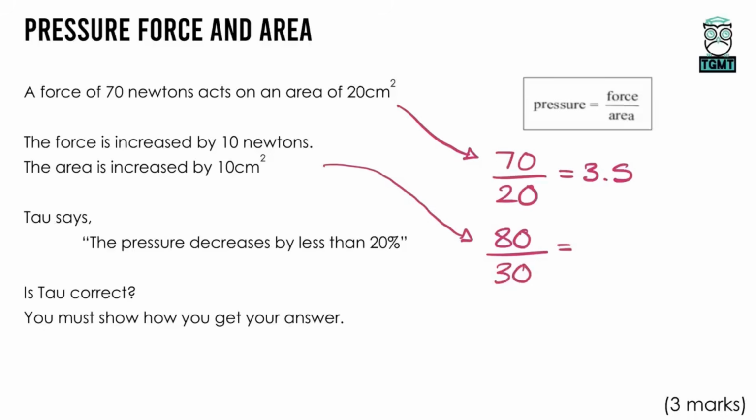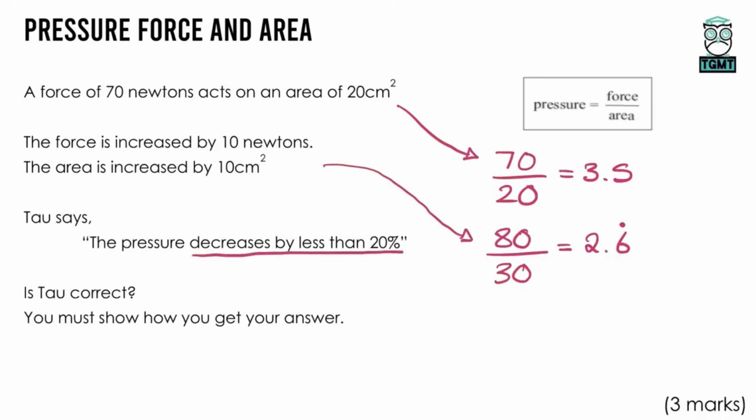And we can work that out. So 80 divided by 30. Again on the calculator, we do get a recurring decimal for this one. It comes out as 2.6 recurring. So these are our two values. It says Tau says the pressure decreases by less than 20%. So let's just have a look. Decreases by less than 20%.